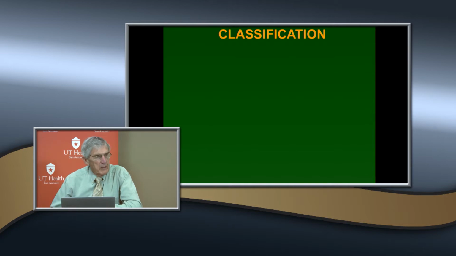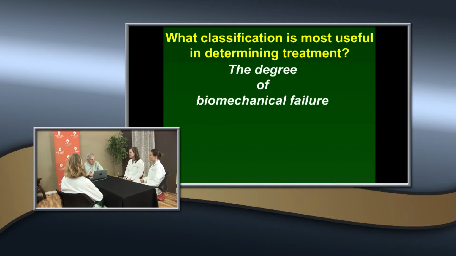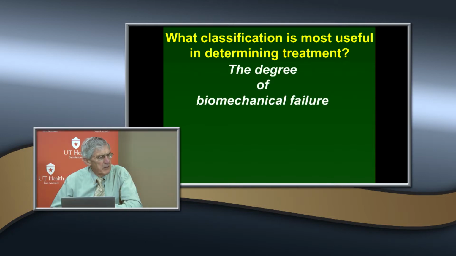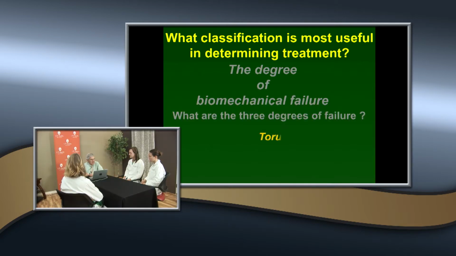Now, how do you classify distal metaphyseal fractures? What's the most useful in determining the treatment? The direction of displacement. Well, it's pretty much the degree of the biomechanical failure. So what are the three stages of biomechanical failure? Three degrees. Torus, what's the next one?